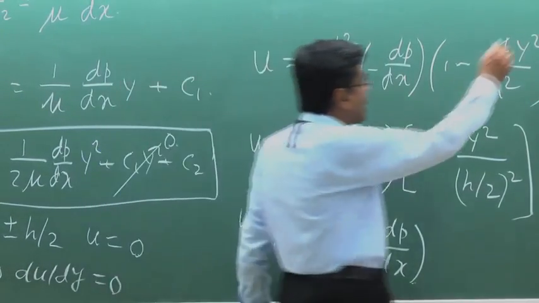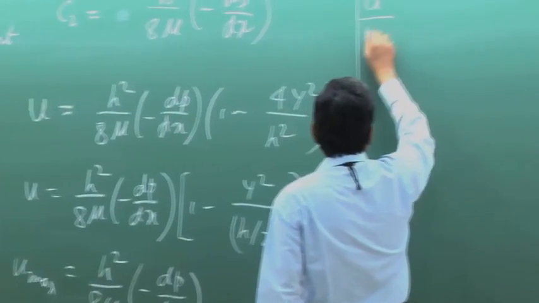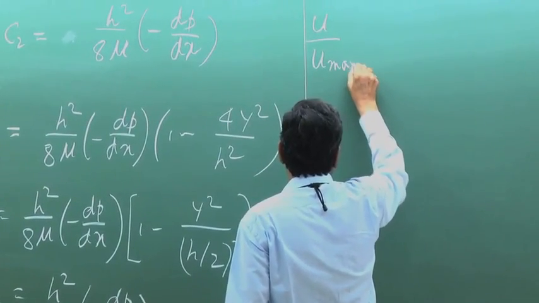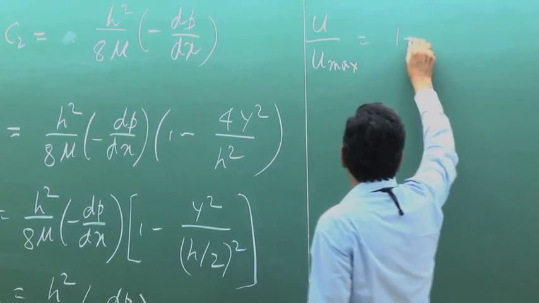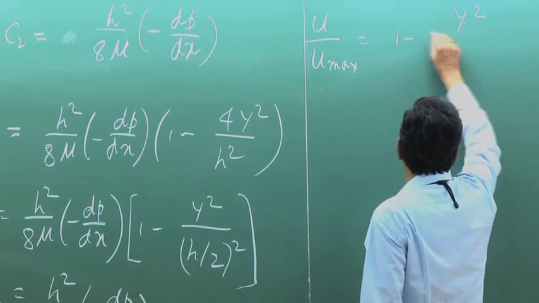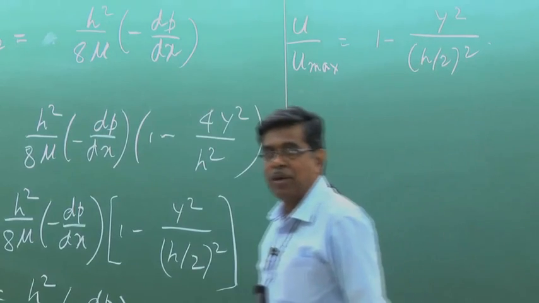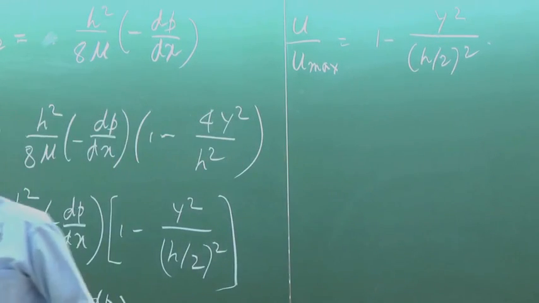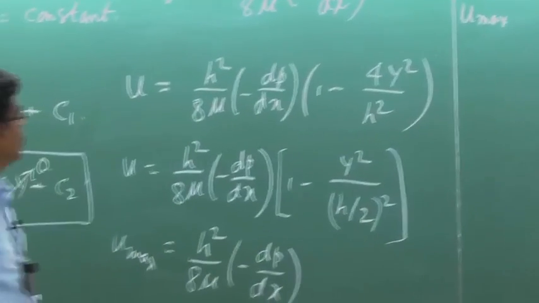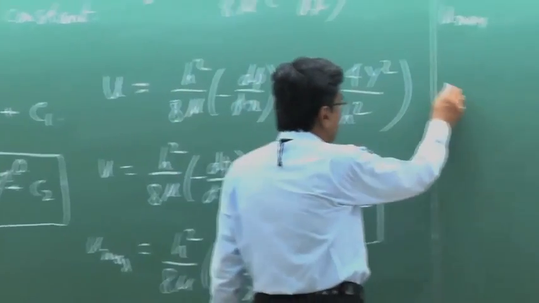So, sometimes we can write u by u max, this is another way of representing, is 1 minus y square by (h/2) whole square. This is the velocity distribution. The next task is to find out the volumetric flow rate, Q.